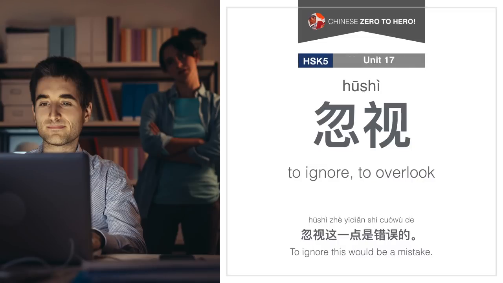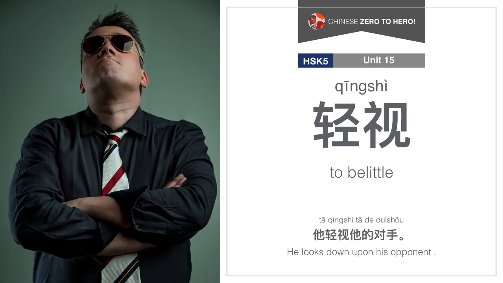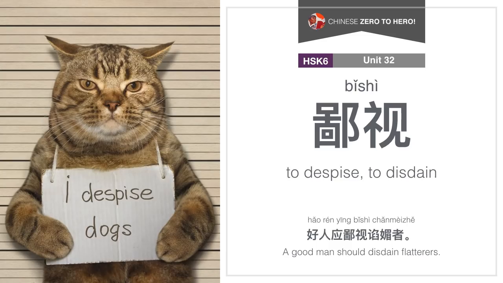In HSK 5, we learn the word 忽视, meaning to ignore or to overlook. 忽视这一点是错误的。To ignore this would be a mistake. In HSK 5, we learn the word 轻视, meaning to belittle. 他轻视他的对手。He looks down upon his opponent. In HSK 6, we learn the word 鄙视, meaning to despise or to disdain. 好人应鄙视谄媚者。A good man should disdain flatterers.